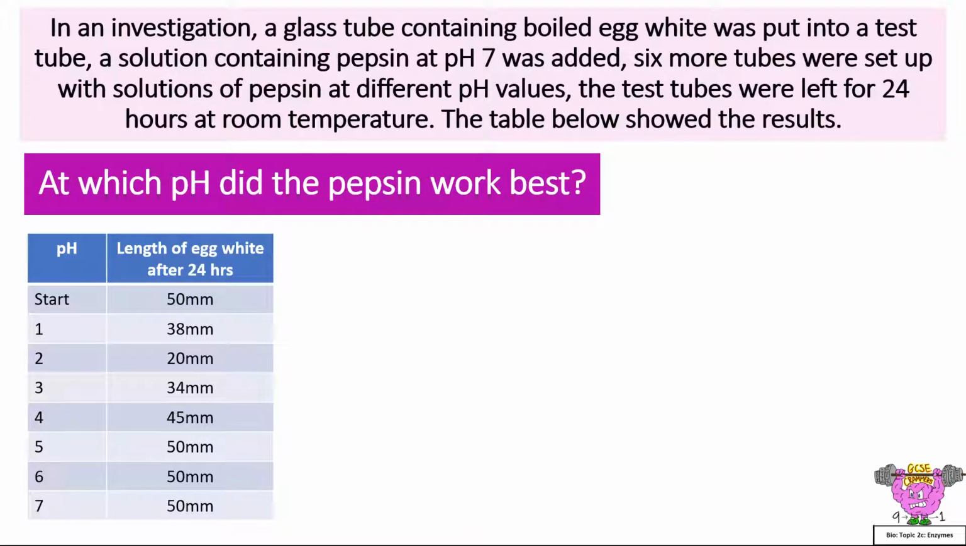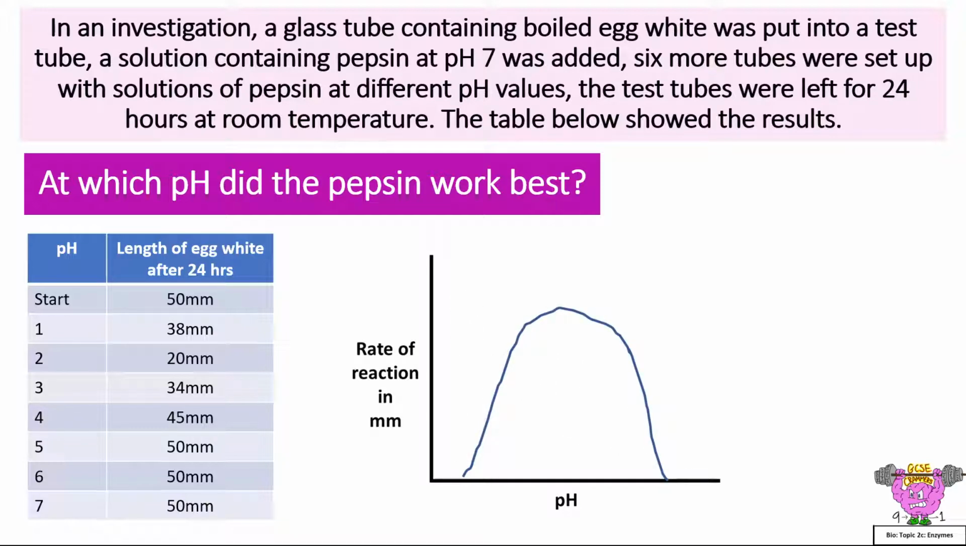Visualize the results from the table on a pH graph. The starting length of the egg white is 50 mm. At first the rate of reaction increases, with the length of the egg white shrinking to 38 mm, and then to 20 mm in length, before the egg white starts expanding to 34 mm in length, showing the reaction is starting to slow down until it finally reaches 50 mm in length again.